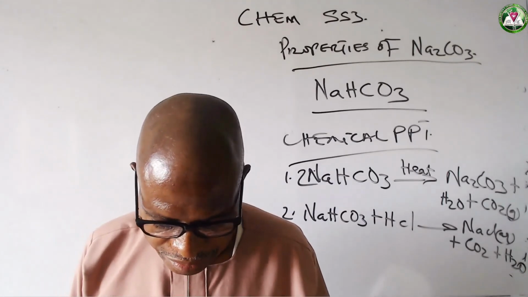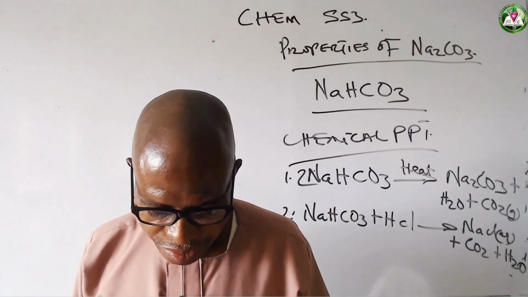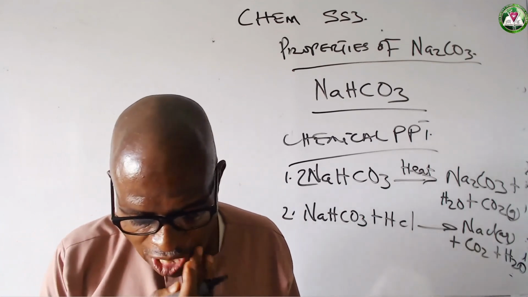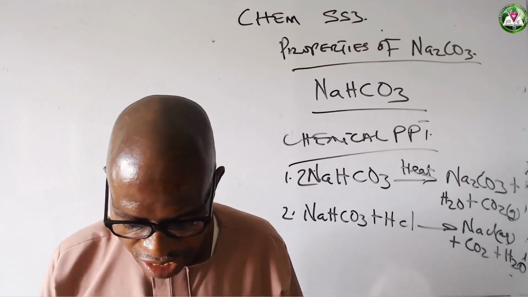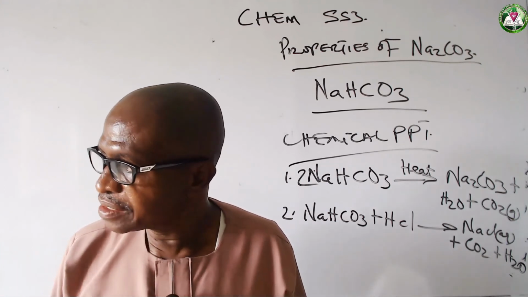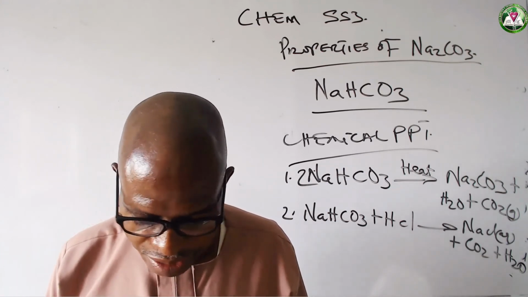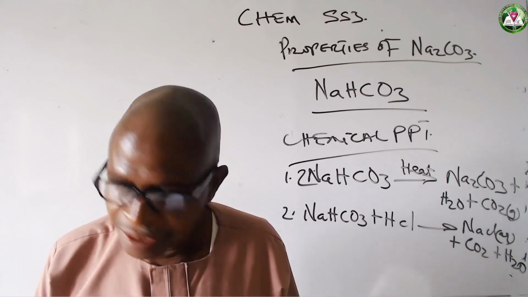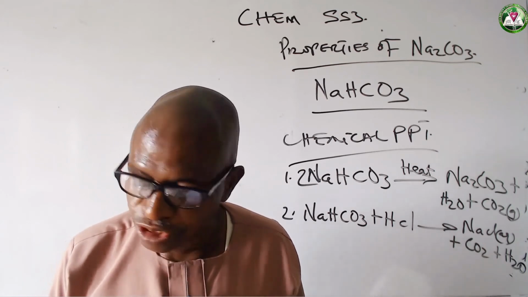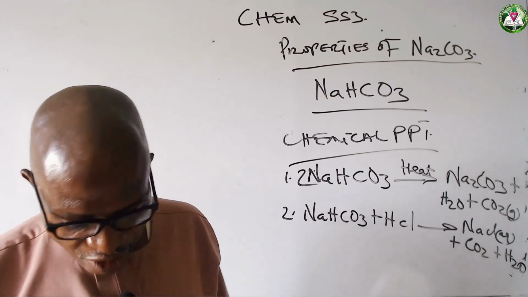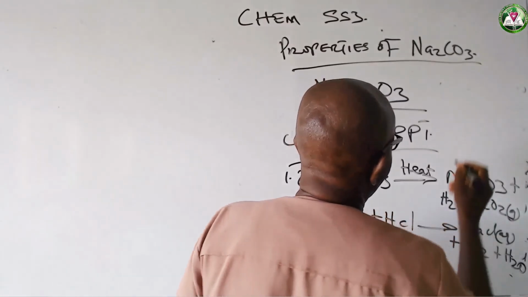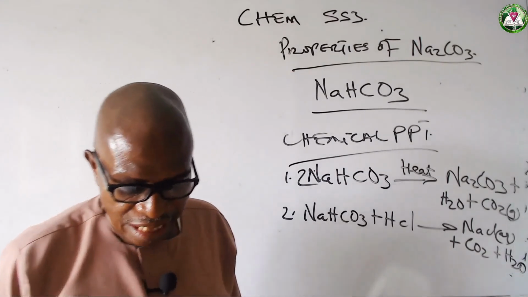Then number 3, reaction with water. Sodium hydrogen trioxocarbonate IV reacts with, or is hydrolyzed in, water to form sodium hydroxide and trioxocarbonate IV acid. Therefore, it forms an alkaline solution. And the reason why it forms an alkaline solution is because it is formed from a strong base and weak acid. The same reason that I gave you before.